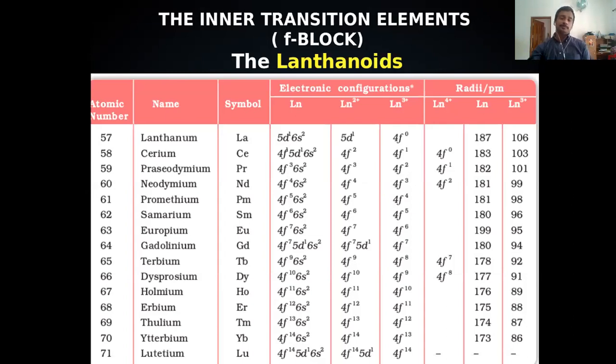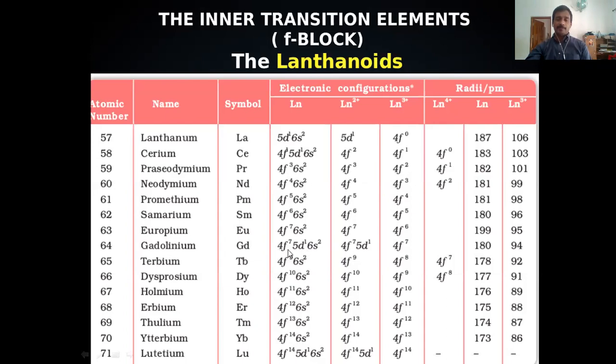Therefore, it has +4 oxidation state. So the oxidation state depends on the stability of the various ions. In order to get noble gas configuration or exactly half-filled configuration, see the case of gadolinium. When it removes these 3 electrons, it will get a half-filled configuration.